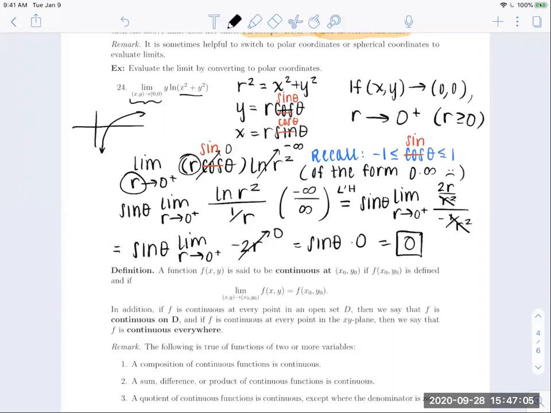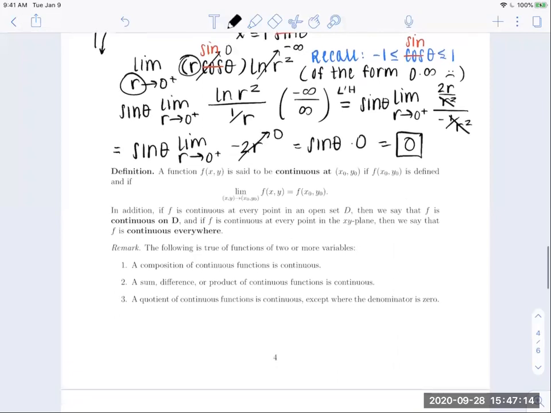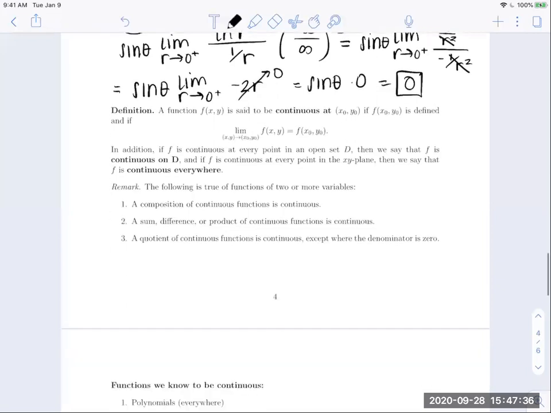In addition, if it's continuous at every point in an open set D, we say that it's continuous on D. And if it's continuous on the whole plane, we say that the function's continuous everywhere. Now, I'm going to assume basic knowledge of continuity of functions that we learned from Calc 1. In particular, we know that the composition of two continuous functions is also continuous, as is the sum, difference, or product of continuous functions. And quotients of continuous functions are also continuous, assuming that the denominator is non-zero.